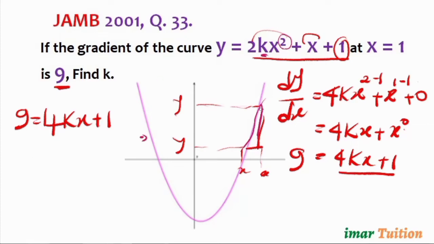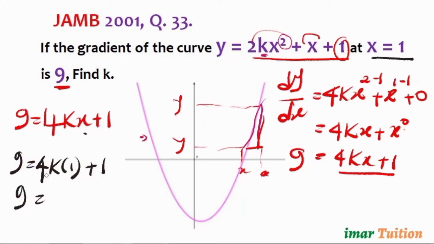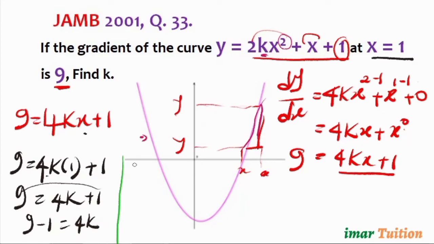Now, at that point of slope, x is equal to 1. So we substitute 1 in place of x. So I have 9 equal to 4k times 1 to replace x, plus 1. That gives you 9 equal to 4k plus 1. When this goes to this side, you have 9 minus 1 equal to 4k. So we have 4k equals 8. k is equal to 8 over 4. So our value for k is equal to 2.